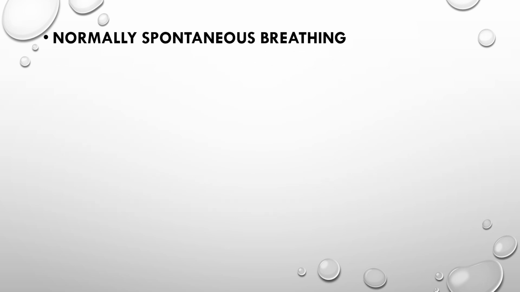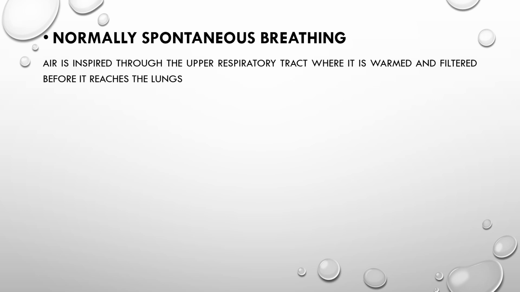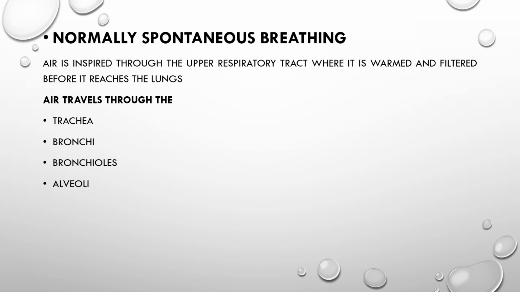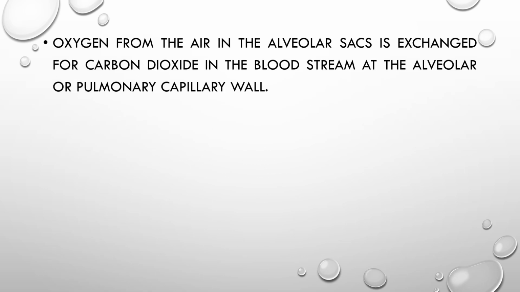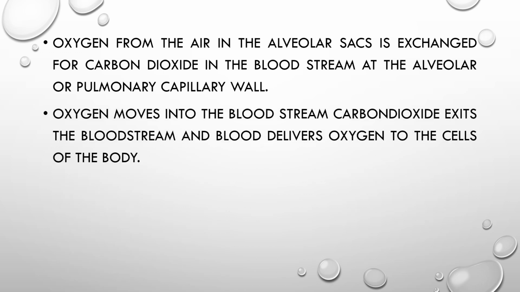Now, normal spontaneous breathing. What happens when a person breathes spontaneously? The air is inhaled through the upper respiratory tract where it is warmed and filtered before it reaches the lungs. The air travels through the trachea, then to the bronchi, bronchioles and alveoli where the gaseous exchange happens. Oxygen from the air in the alveolar sacs is exchanged for carbon dioxide in the bloodstream at the alveolar or pulmonary capillary wall. Oxygen moves into the bloodstream, carbon dioxide exits the bloodstream, and blood delivers oxygen to the cells of the body.